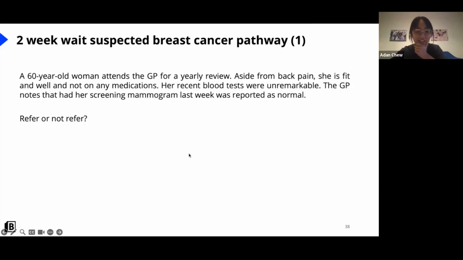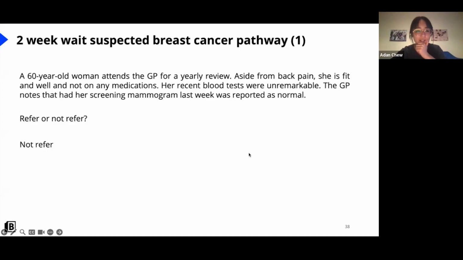Yep, that's done. I think the majority of you got it correct, about 60-70%. The answer is you would not refer this patient because she's got back pain, and a lot of people get back pain. Me and you get back pain because of mechanical reasons, sitting at the desk for too long. It can be explained by various more common reasons other than breast cancer. Obviously, having a breast cancer that's metastasized to the bone is a possibility, but how likely would it be given the context, and that her screening mammogram done last week was reported as normal? So in this case, I wouldn't refer.